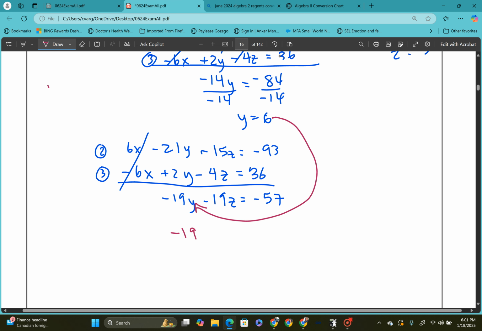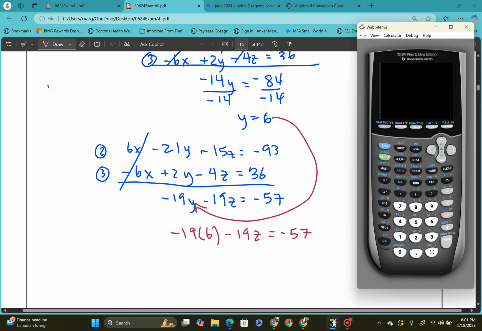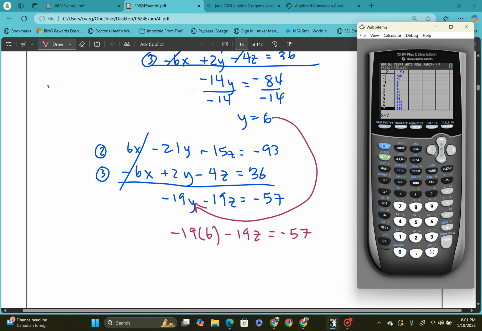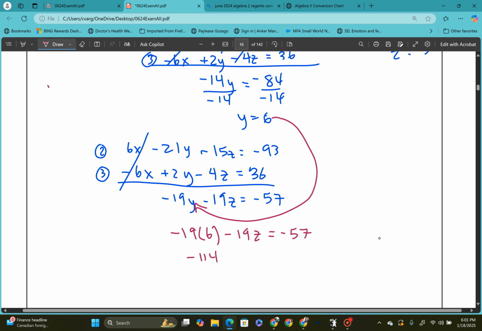So negative 19 times 6 minus 19z is equal to negative 57. So I can plug this into my calculator. You all know how to solve this. Negative 19 times 6 is equal to negative 114. So I have negative 114 minus 19z is equal to negative 57.